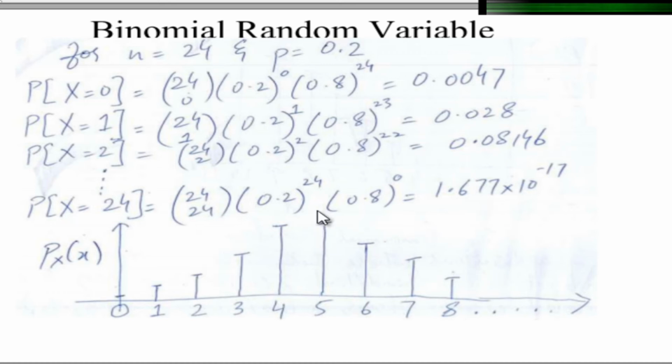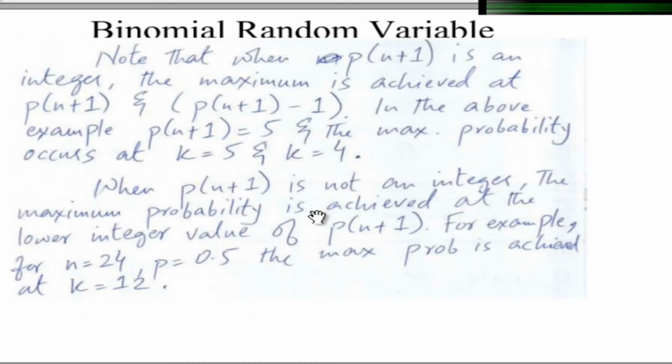So what is this? This is the discrete form of the normal random variable. The next question is how to find the expected value or mean value of this probability mass function. It is written here: note that when p times (n plus 1) is an integer, just like here.